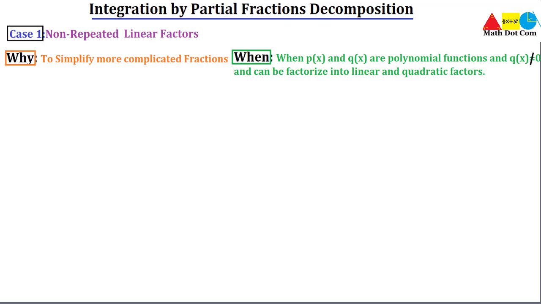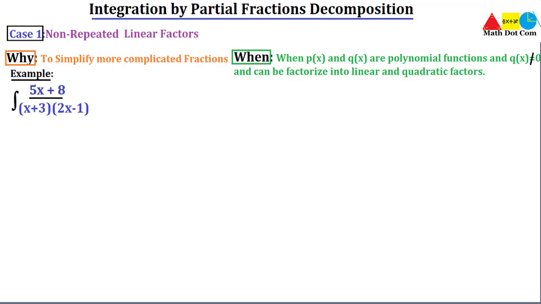Then the rational function can be written as a sum of simpler rational functions, as we need simplification rather than complication. The rule is that there must be a polynomial function and its denominator should be factorized into linear and quadratic factors, and it should not be equal to 0. So you have to apply the partial fraction decomposition in that case. So let's have an example. This is a polynomial function where we have the numerator and the denominator, the denominator is not equal to 0, and it has linear factors in the denominator.